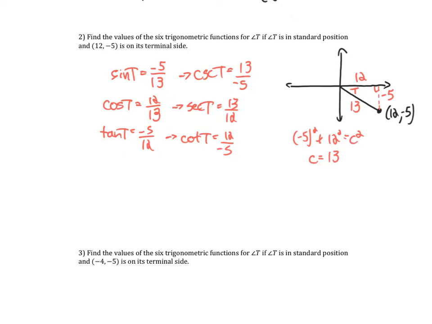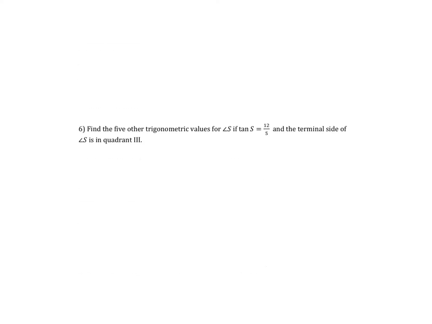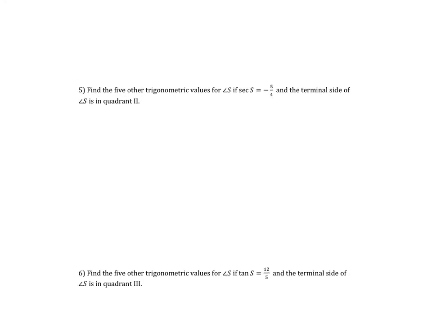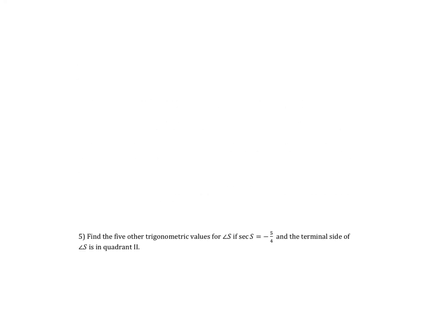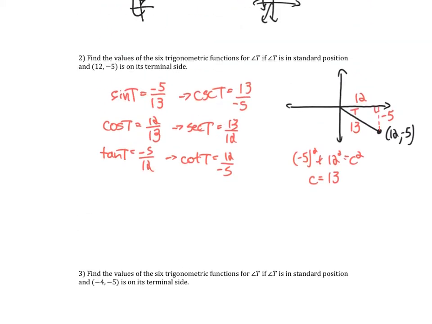So for problems 3 through 7, they're all pretty similar. 6 is a little bit trickier. I think you can do that though. 5, same thing. Just remember, if you have any of these fractions that have a radical in the denominator, make sure you rationalize them. Okay, make sure you rationalize them.